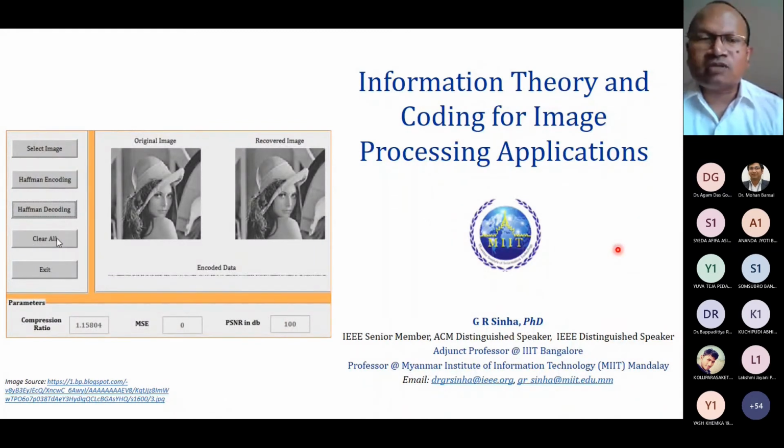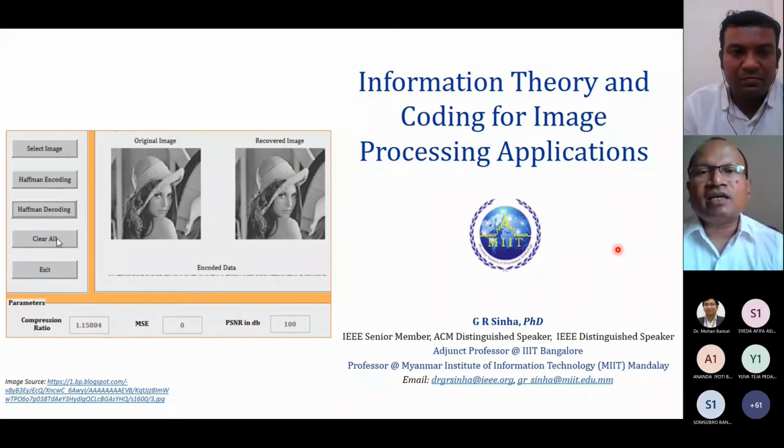I'm actually a professor of electronics and communication engineering, and my main research area is in image processing. And therefore, I have tried to highlight the application of information theory and coding, which is useful in image processing.